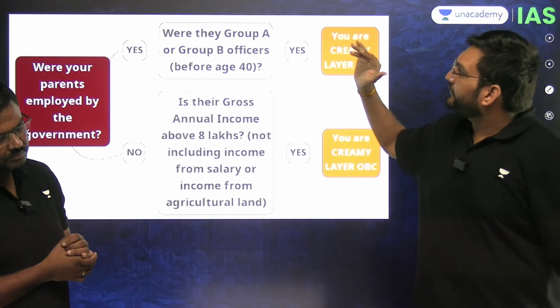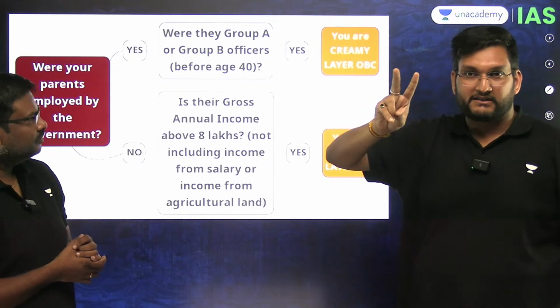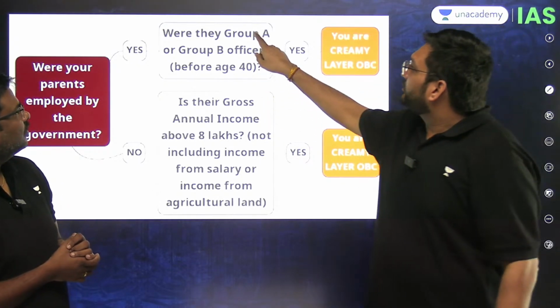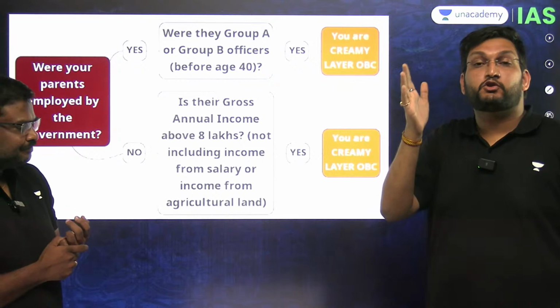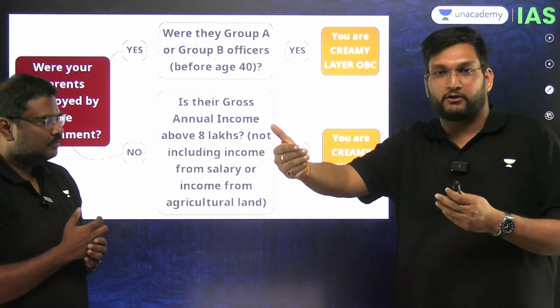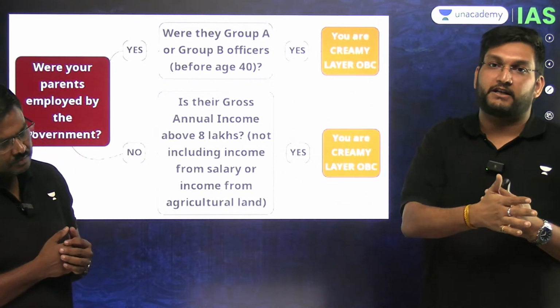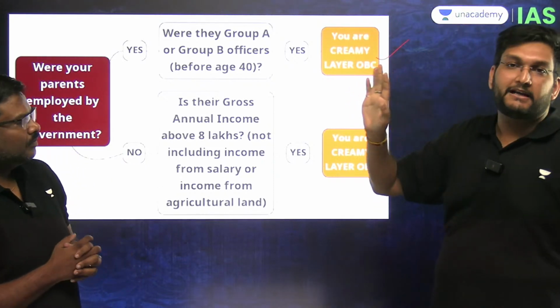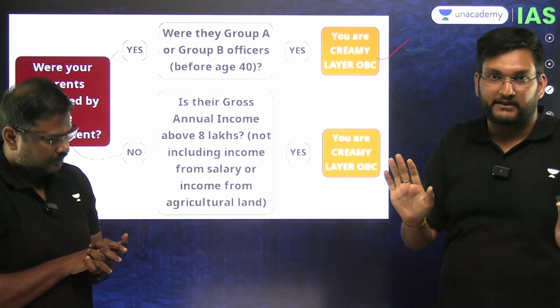First is, if your parents, father or mother, either are Group A and Group B officers, and they joined before, or they became a Group A and Group B officer before the age of 40, then you're automatically creamy layer OBC. You cannot get an NCL certificate.